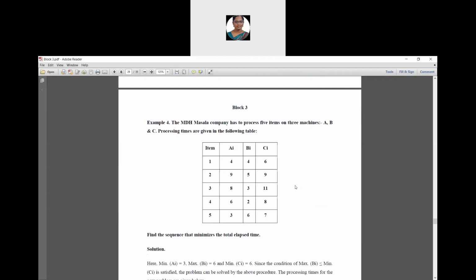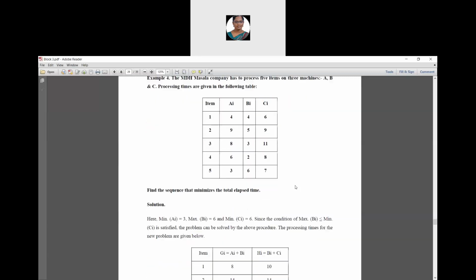So one more question is there, example number 4. A masala company, MDH, has to process 5 items on 3 machines A, B, C. Processing times are given in the following table. We have to find the sequence that minimizes the total elapsed time. They have given a 3 machine problem.